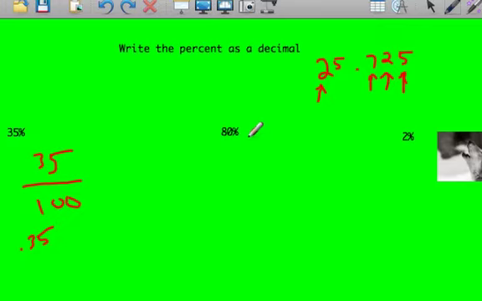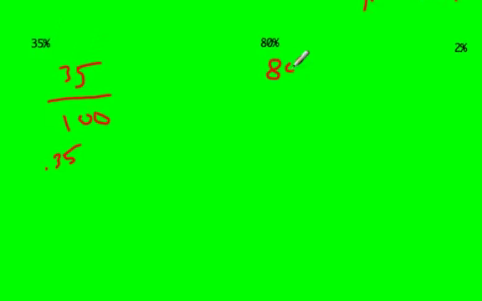Alright, this one right here, 80%. If we were to write that as a fraction, that literally means 80 out of 100. So, as a decimal, we could actually write this two ways. We could write 0.80, meaning 80 hundredths, or we could even write the number 8 tenths.